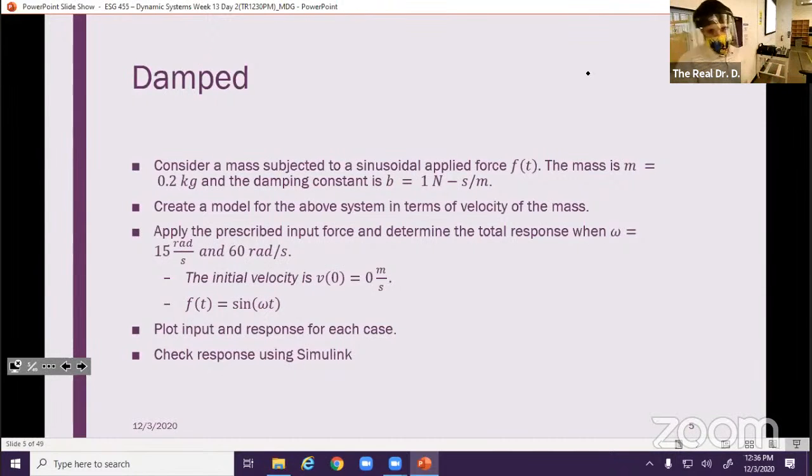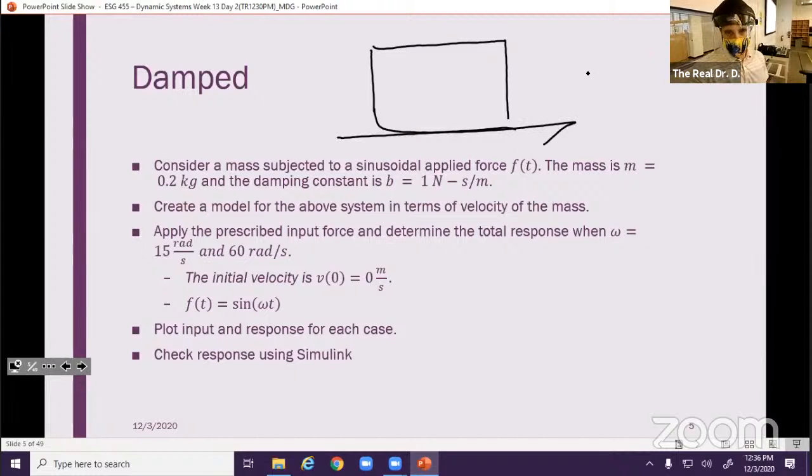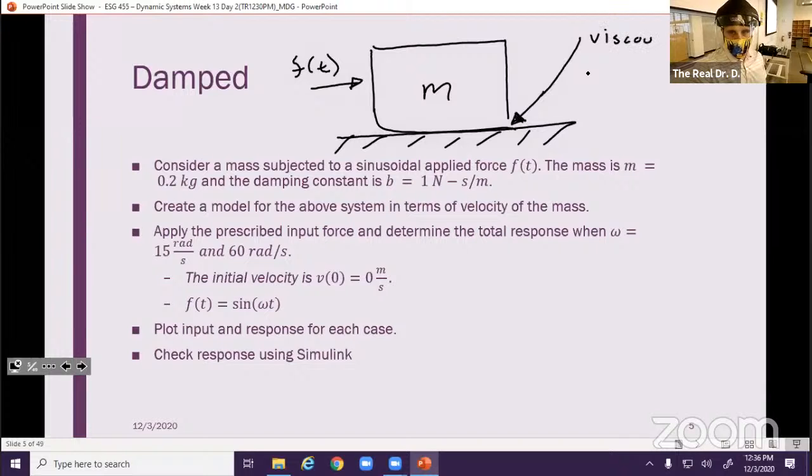What does this system look like? Okay, good question. I'll draw a schematic. Here's a mass on the ground. There's some force, F(t). And there's some viscous friction. That's my schematic.